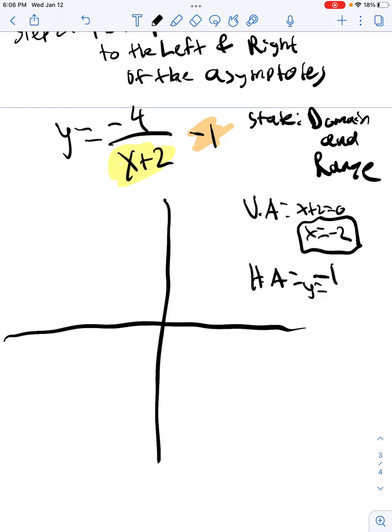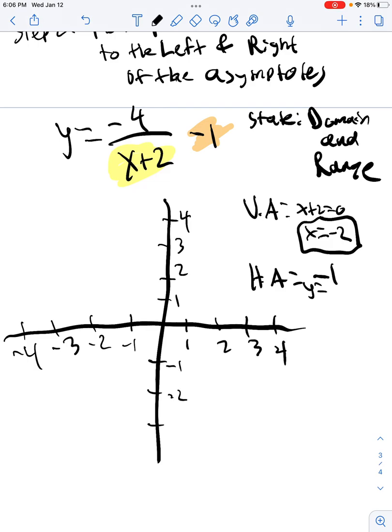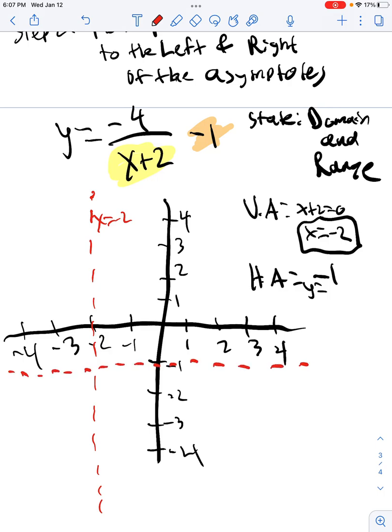So again, if we're just thinking, okay, here's my graph. Let's say here, -1, -2, -3, -4, 1, 2, 3, 4, 1, 2, 3, 4, -1, -2, -3, -4. Perfect. My asymptotes, and this is how you draw in asymptotes, you use a dotted line or a dashed line. So x equals -2 is my vertical asymptote, and you have to label it x equals -2. And then my other asymptote is at y equals -1.